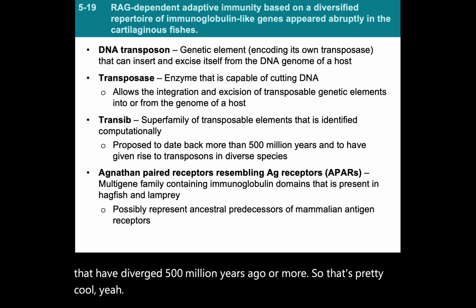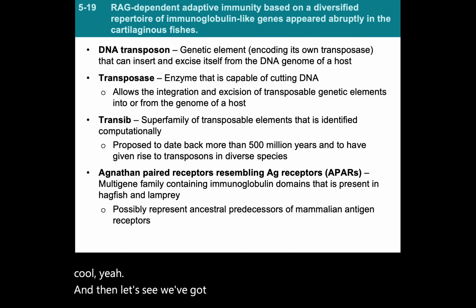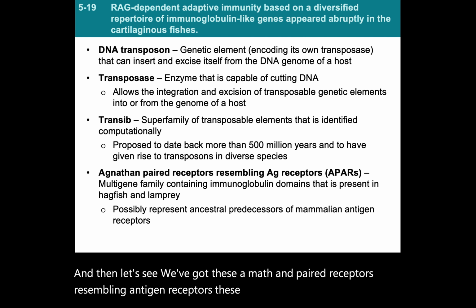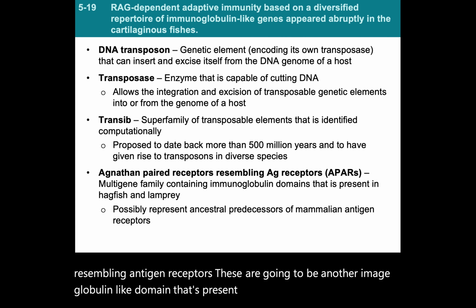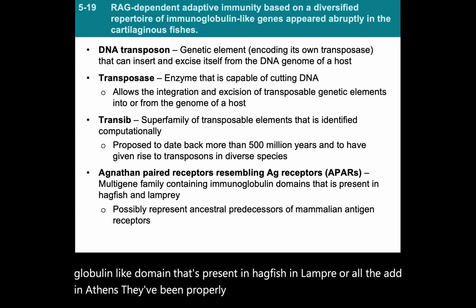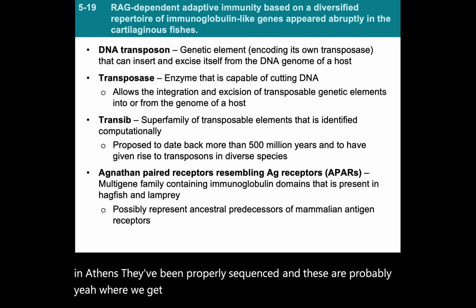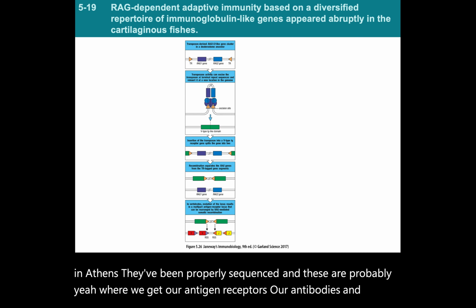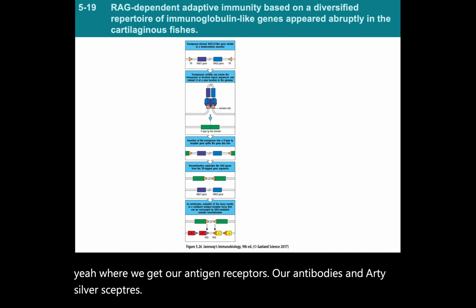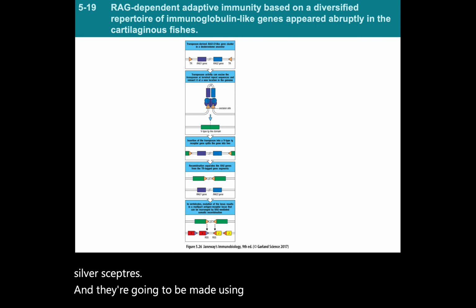And then let's see, we've got these agnathan paired receptors resembling antigen receptors. These are going to be another immunoglobulin-like domain that's present in hagfish and lamprey, or all the agnathans that have been properly sequenced. And these are probably where we get our antigen receptors, our antibodies and our T-cell receptors. And they're going to be made using RAG1 and RAG2.